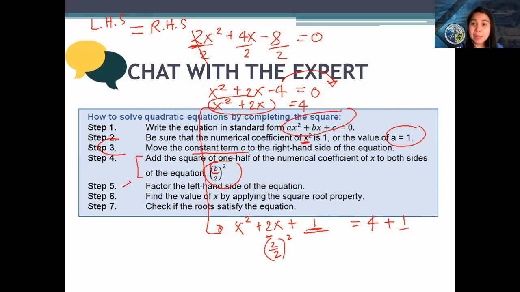Next, step 5, we'll factor the left-hand side. So that will be x plus 1 squared equals 5. Next, find the value of x by applying the square root property. Square root of the left, square root of the right. Then we solve for the value of x. Let us start. Ready?